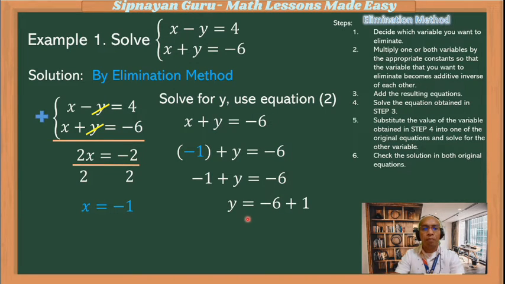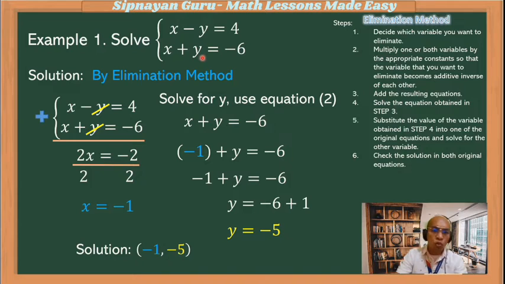Then by the addition property of equality, transpose -1 to the right side of the equation. So that would be +1. Further simplification, so -6 plus 1 is -5. So the solution is -1 and -5. So indeed, whether it is the substitution or elimination method, the solution to the system is the same. We will not check this one anymore because we already checked this solution in the previous slide.